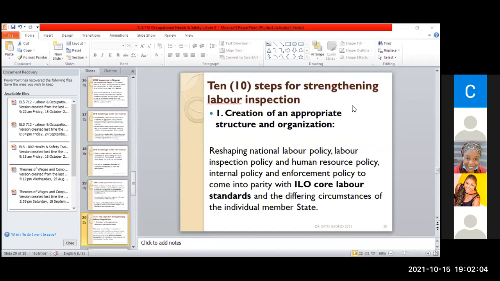So the first one is creation of an appropriate structure and organization. I said in passing the other time that we have a Ministry of Labor in every part of the world, which is a creation of the ILO. But much more than that, we have to find a way to domesticate it to meet our own needs. In Nigeria, we have a Ministry of Labor. We have in the states a Ministry of Labor too. They have some components, some key units that should be functional and well structured.